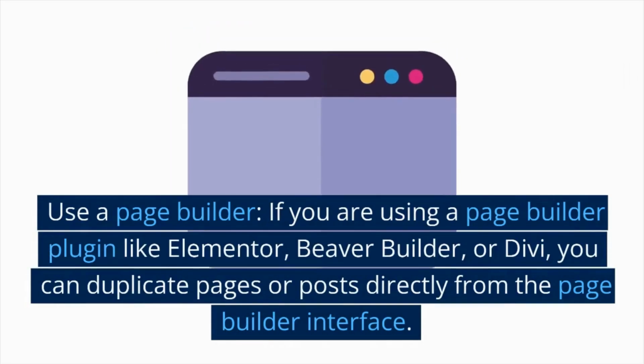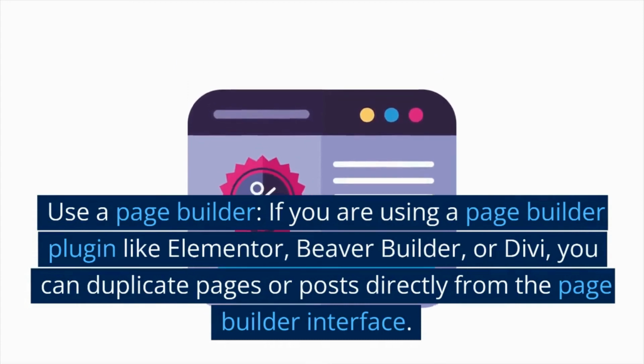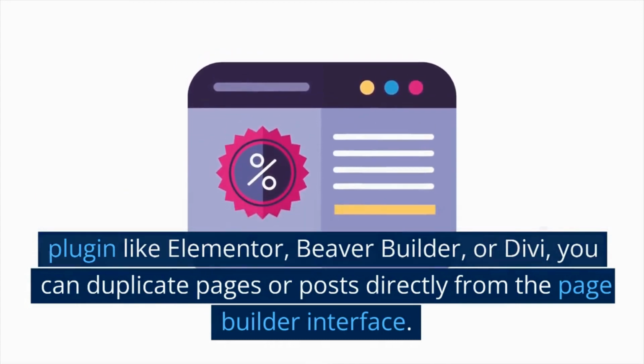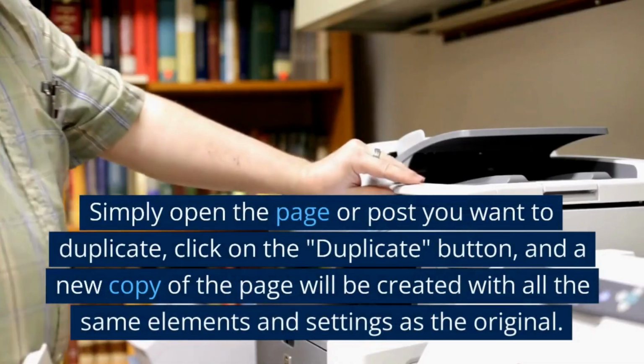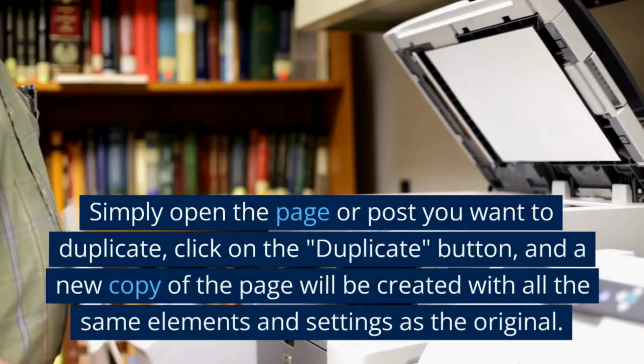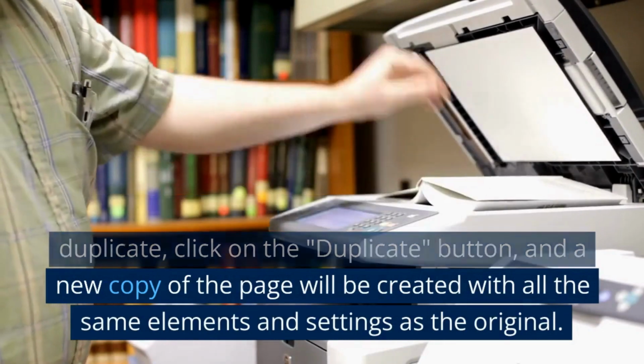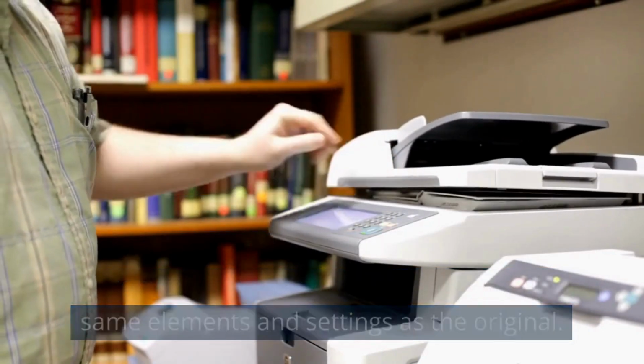Use a page builder. If you are using a page builder plugin like Elementor, Beaver Builder, or Divi, you can duplicate pages or posts directly from the page builder interface. Simply open the page or post you want to duplicate, click on the Duplicate button, and a new copy of the page will be created with all the same elements and settings as the original.